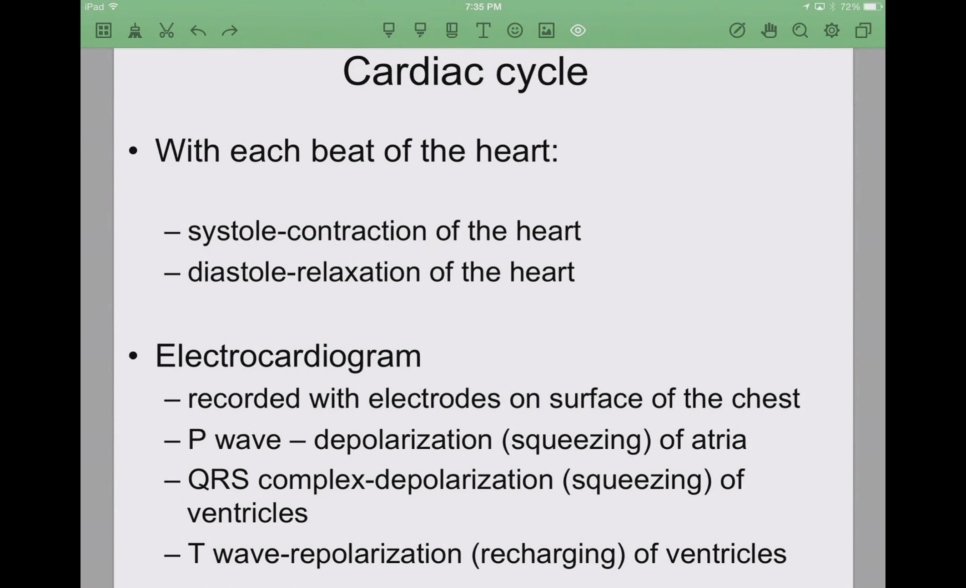The next topic we'll look at is the electrical system of the heart. We're going to look at what's called the cardiac cycle. And it's a pretty neat one.